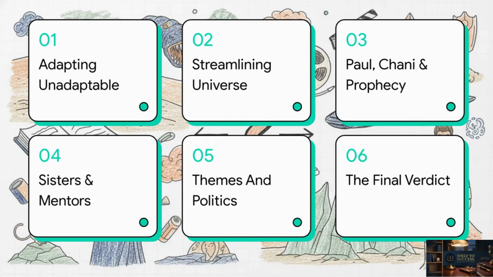Okay, let's take a super quick look at our roadmap. We're going to hit 6 key areas: adapting the unadaptable, streamlining the universe, Paul, Chani, and prophecy, sisters, mothers, and mentors, shifting themes and politics, and finally, the final verdict.